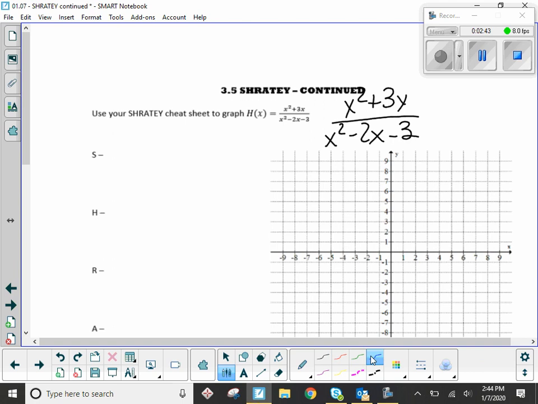In baby math, if I told you to simplify 9 over 6, what would your answer be? 3 over 2. How'd you do that? What was the actual math behind that? Divide by the greatest common factor. That was beautiful, what you just said. So you divide the top and bottom by 3, right? And that gives you the 3 halves.